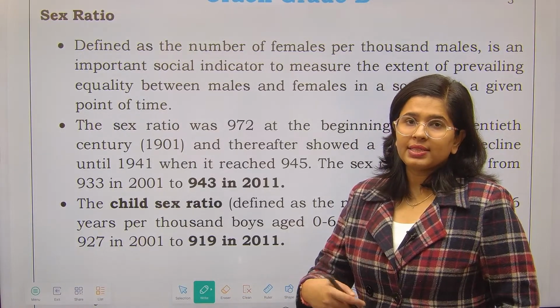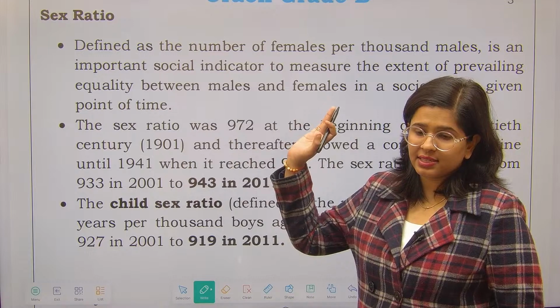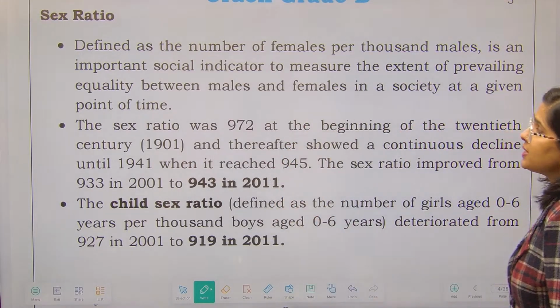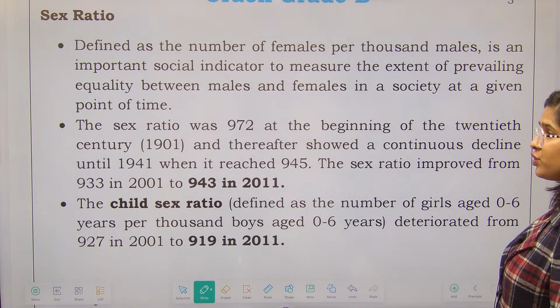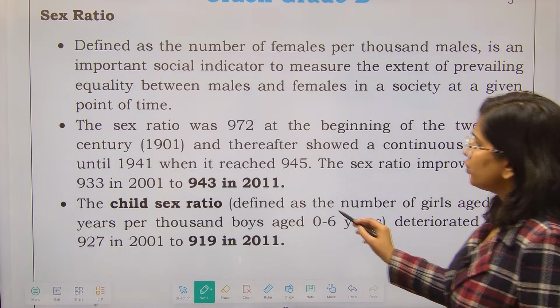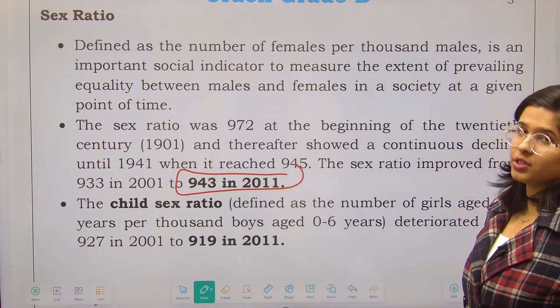In Western societies this does not concern people as much, whereas this is a topic of discussion in India. So the sex ratio was 972 at the beginning of the 20th century, in 1901, and then the decline started, right? And in 2011 we recorded it at 943.